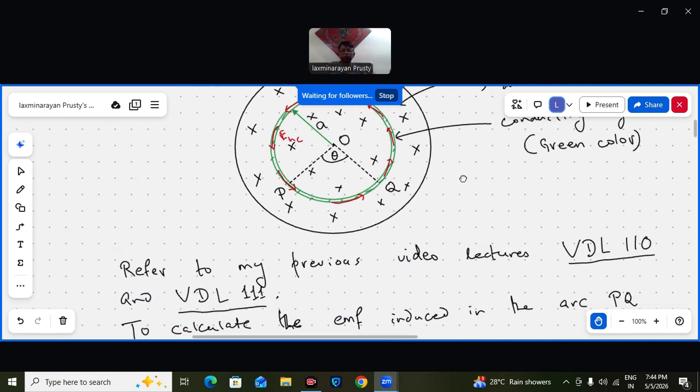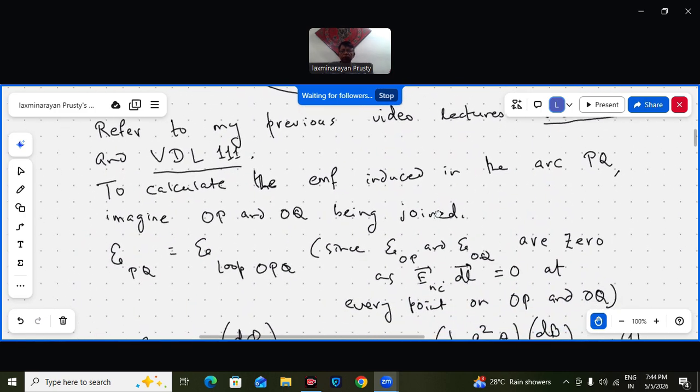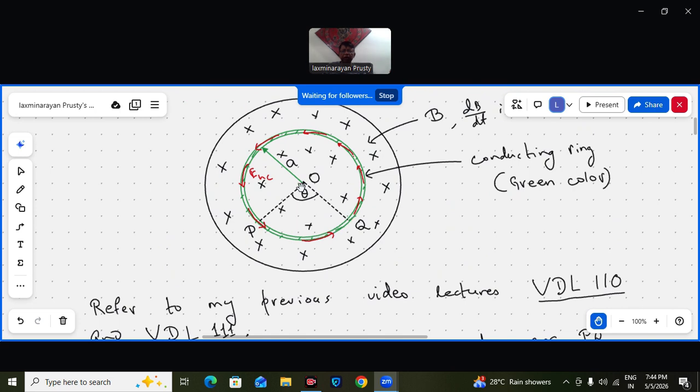Refer to my previous video lectures VDL 110 and 111 to calculate the EMF induced in the arc PQ. What should I do? I join P and Q to the center. See the closed loop area, that is the sector, which is half A square theta into dB by dt. So the loop EMF will be equal to the EMF in PQ. Why? Because in OP and OQ there will not be any EMF induced.